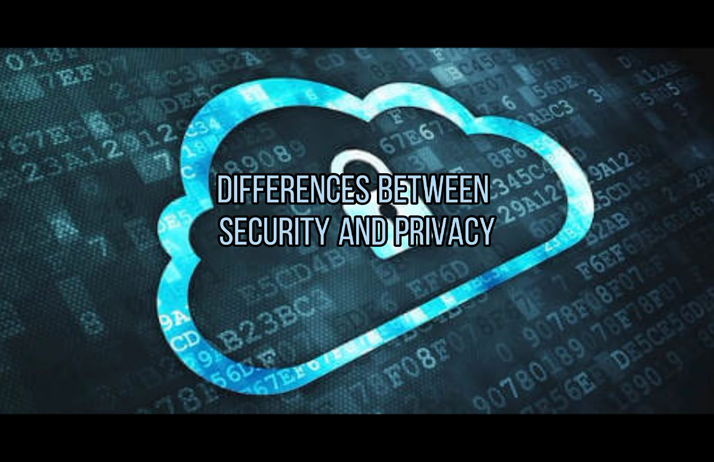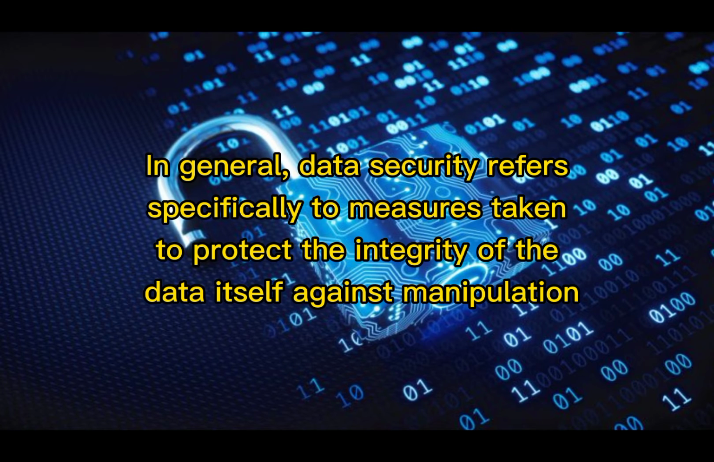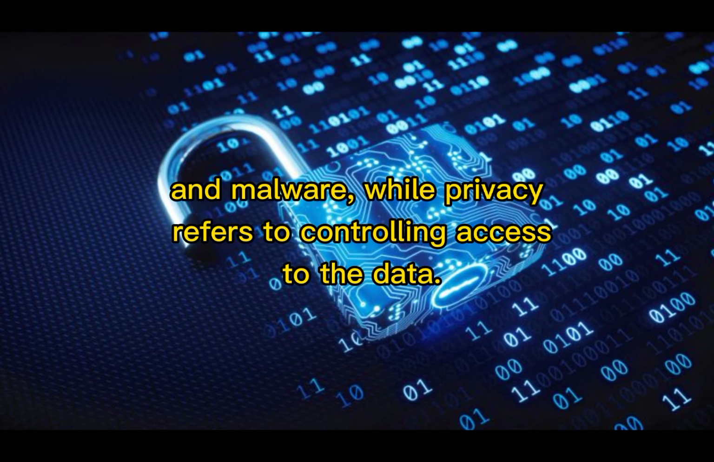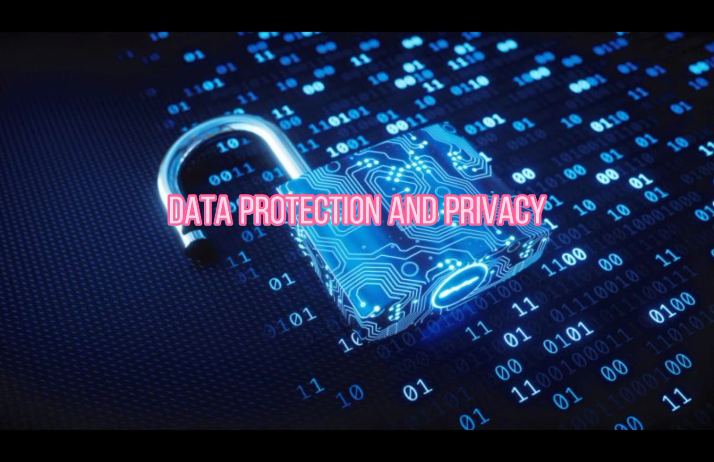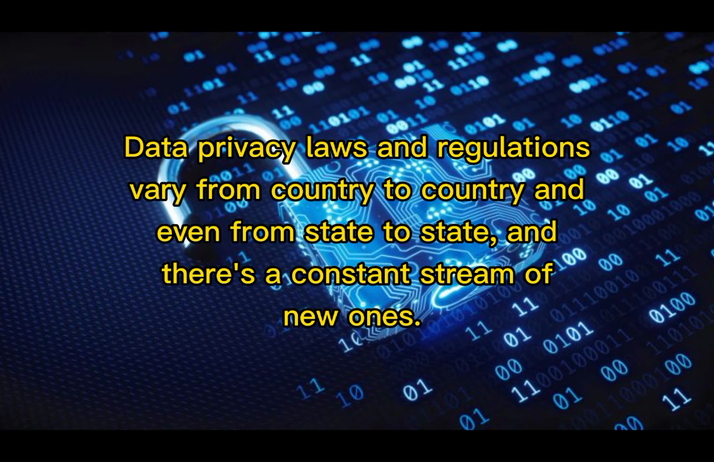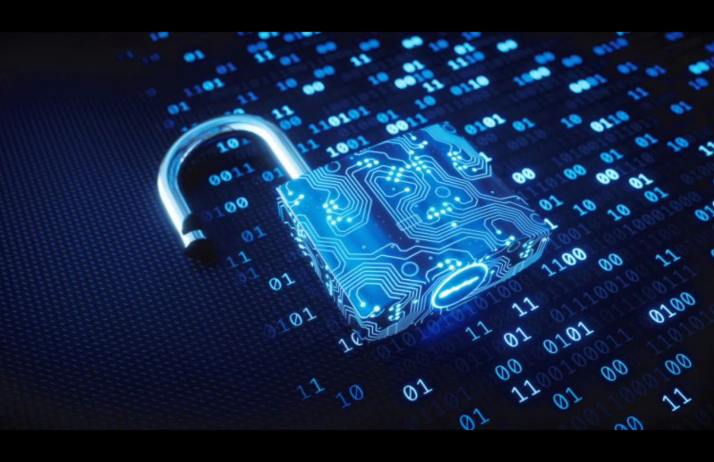Difference between security and privacy. In general, data security refers specifically to measures taken to protect the integrity of the data itself against manipulation and malware, while privacy refers to controlling access to the data. Understandably, a privacy breach can lead to a data security breach. Data security, data protection, and privacy laws and regulations vary from country to country and even from state to state, and there's a constant stream of new ones.